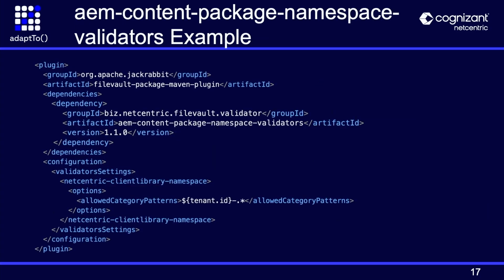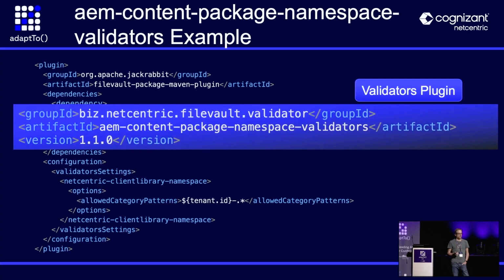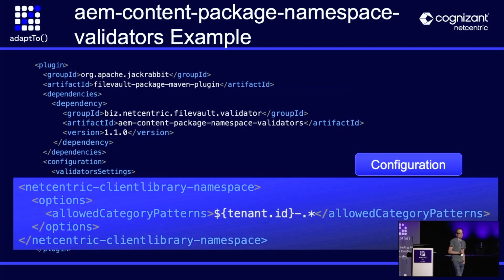So how does it look if I want to use it? The AEM content package namespace validator looks like the following. It is just a plugin for the FileVault package Maven plugin. So a plugin of a plugin. You add it as a dependency to that plugin. That would be the first step. And the next step would be that you actually configure it. And the configuration reflects your namespacing rules.